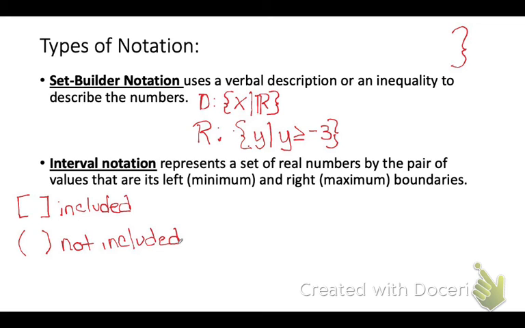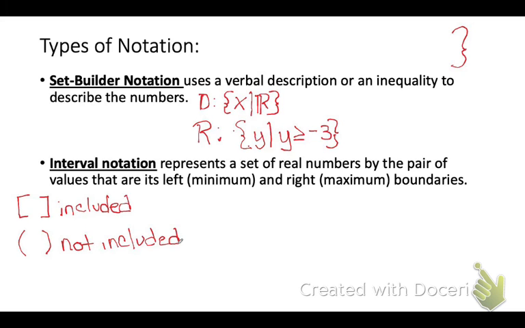So if we're going to do all real numbers, what's the minimum? Negative infinity. And what would be the maximum? Positive infinity. Can I ever get to negative infinity? No. Can I ever get to include positive infinity? No.